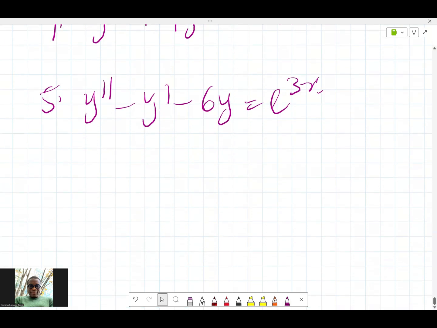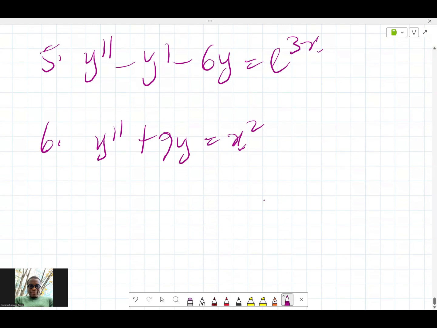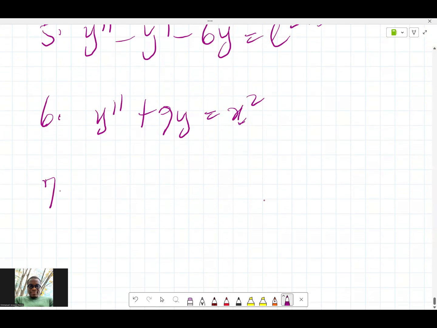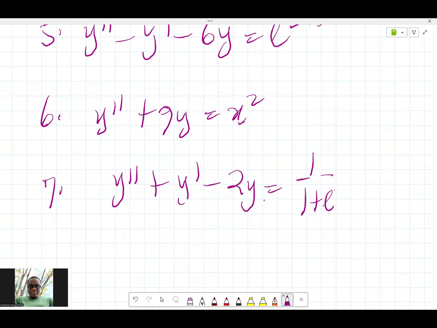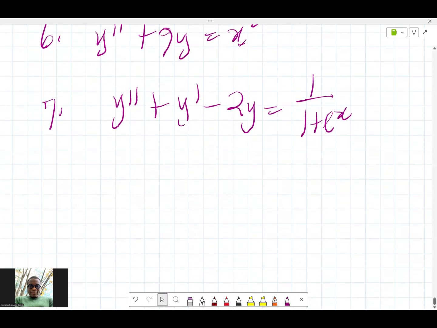Then we can get some more advanced problems like number 6: y'' plus 9y equals x squared. Okay, number 7 can be y'' plus y' minus 2y equals 1 over (1 plus e^x). So the right hand side is some kind of saturating, some kind of sigmoid function or so.